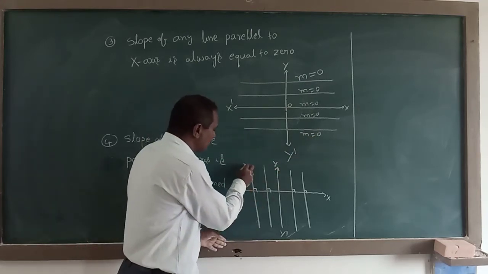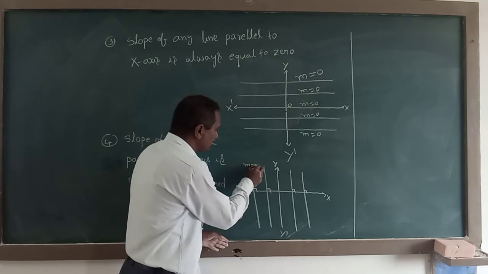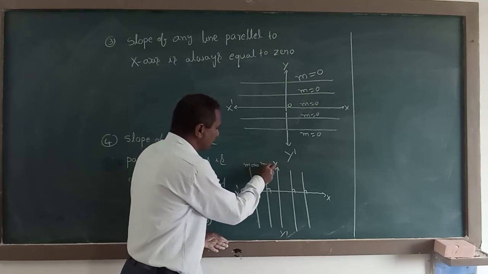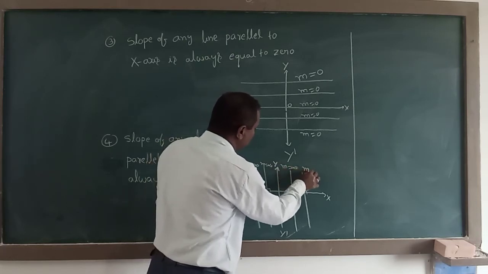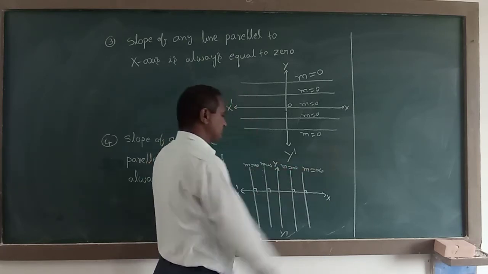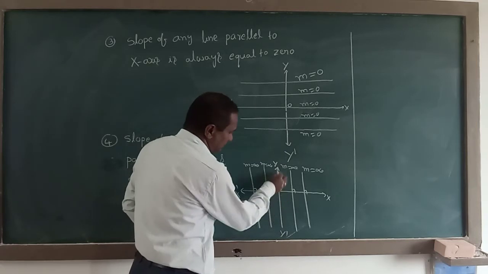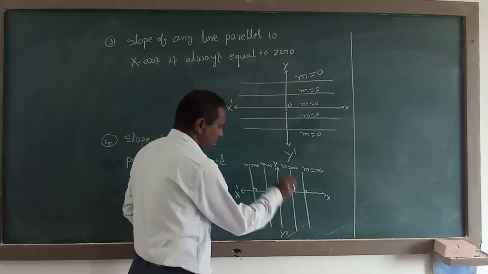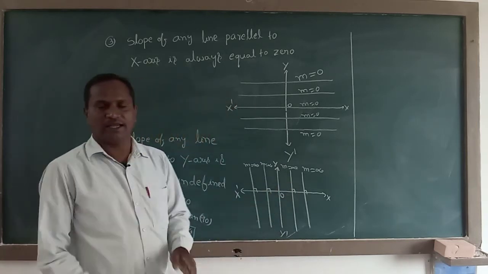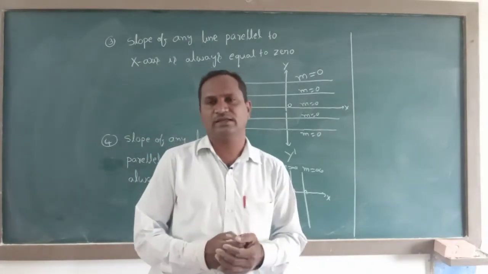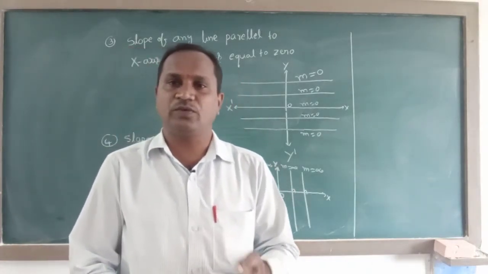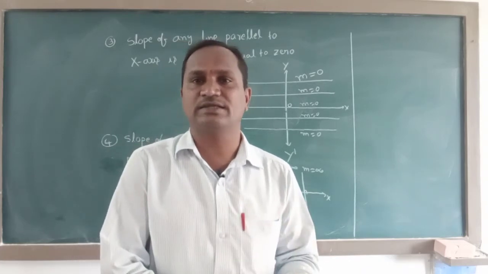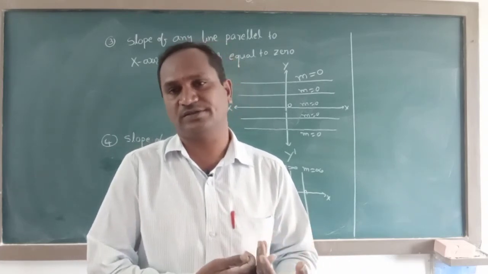Here also m is equal to infinity, and here also m is equal to infinity, and here m is equal to infinity, and here also m is equal to infinity. And the point of intersection of the x and y axis is 0 here. That's why if lines are parallel, definitely their slopes are equal. If the slopes are equal, definitely we can tell those lines are parallel to each other.